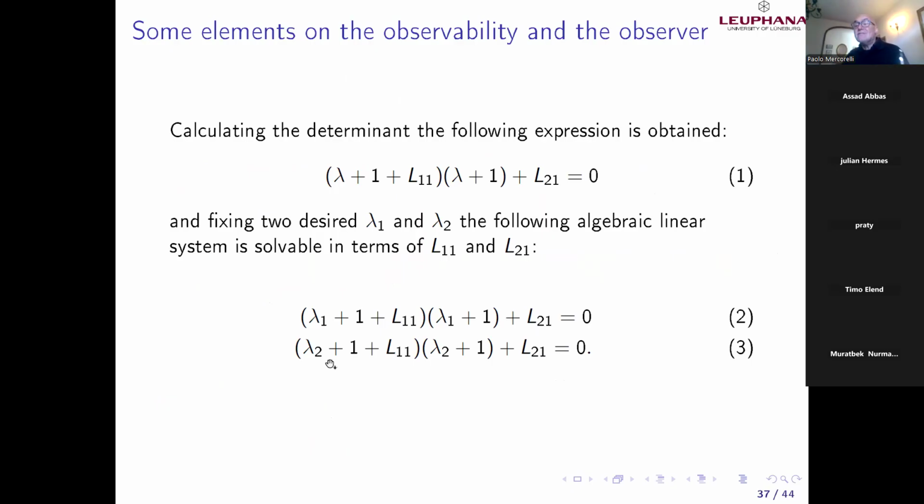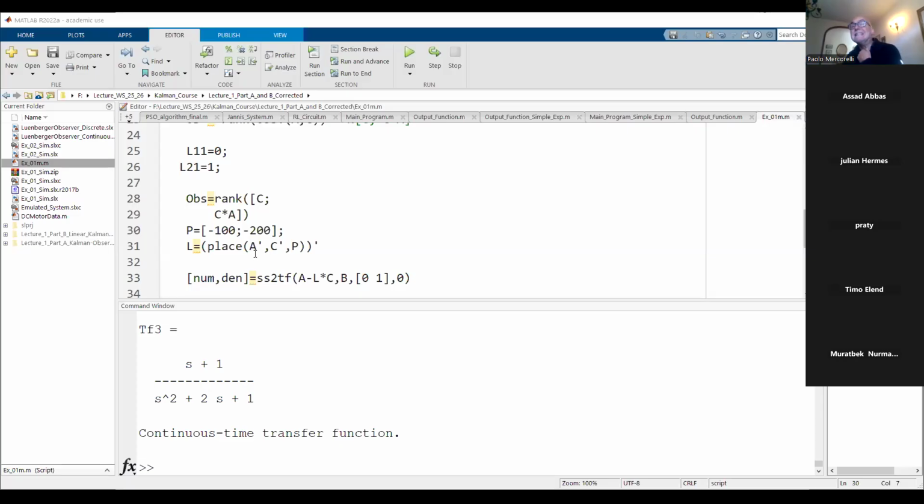But MATLAB solves directly this problem, which should be done by hand. Lambda 1 and lambda 2 are exactly what I fix here now: minus 100, minus 200, negative, because we need asymptotical stability. Otherwise, it will be unstable if it's not negative. Or stable, but even if it's stable, I don't reach the results, even in infinite time. MATLAB solves directly because the system is observable.